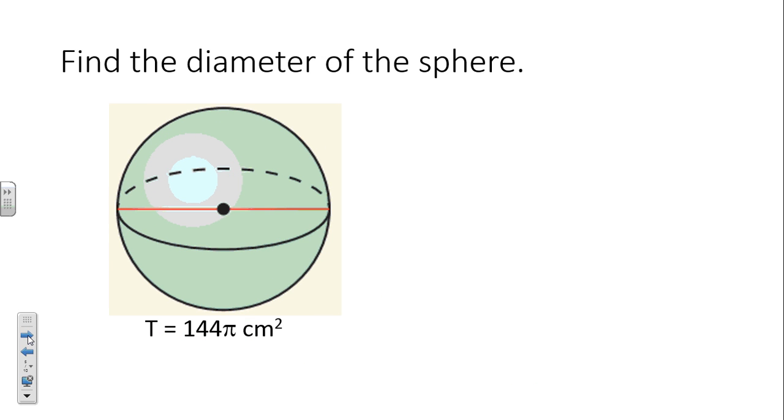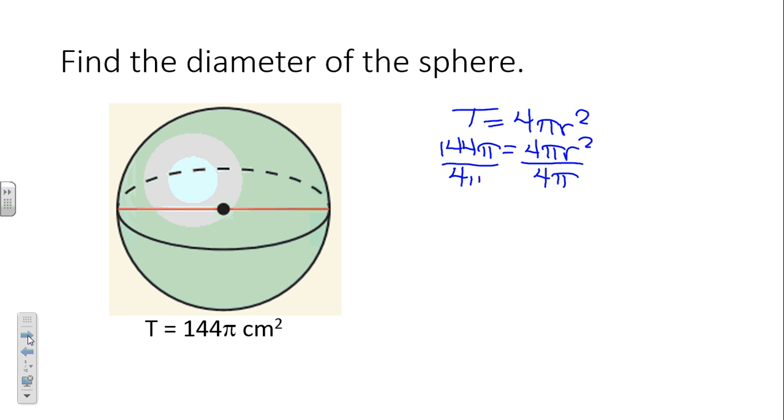One more example. We can give you the total surface area, and we can ask you to find the diameter of the sphere. What's the formula for total surface area of a sphere? 4 pi r squared, right? What did they give us? T. So we put 144 pi in for t, divide by 4 pi. Do you see how easy this is if we know our formulas or write our formulas down and then plug things in?